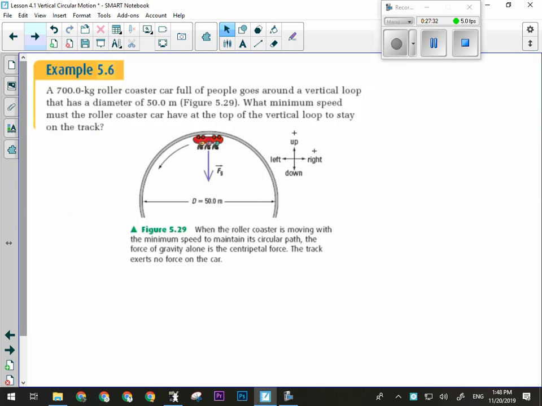I want you guys to try this one right here. We have a 700 kilogram roller coaster full of people. The loop is 50 meters in diameter. Is that a trick? Yes. What do you need? Radius. I want you to calculate the minimum speed of the roller coaster in order to stay in that loop. It is exactly the same calculation I just performed, so we'll see how well you were listening.